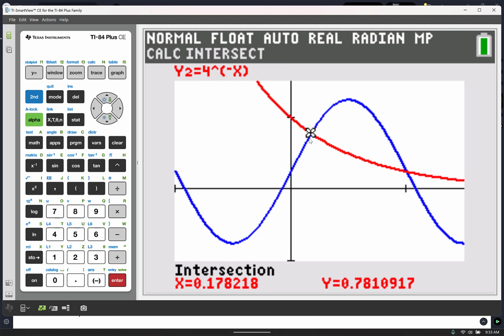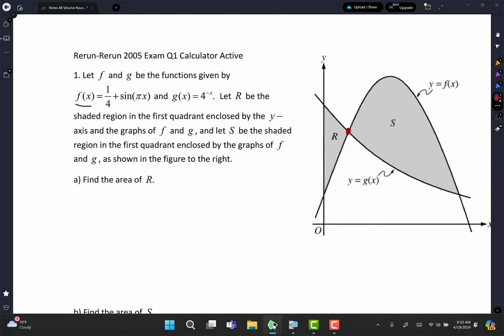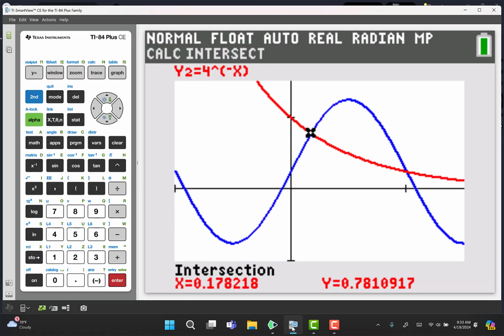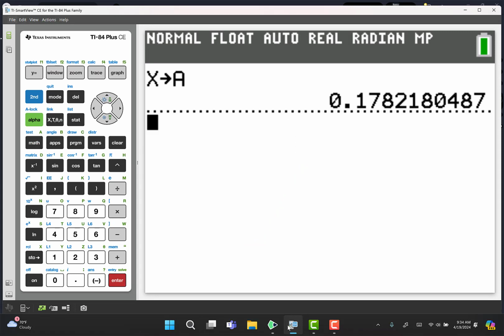I got 0.178218. Is that what you got? Yeah. Save that to A, guys. So I'm going to save it. I'm going to go to my home screen, push X, the store alpha A, enter. There it is on A. Sometimes I push enter, sometimes I just go right into it. Today I just felt like going right into it.